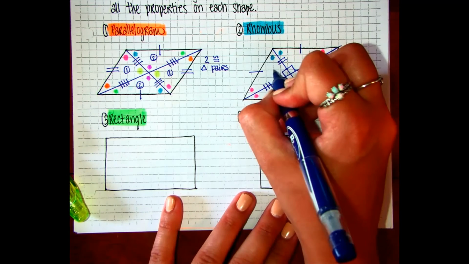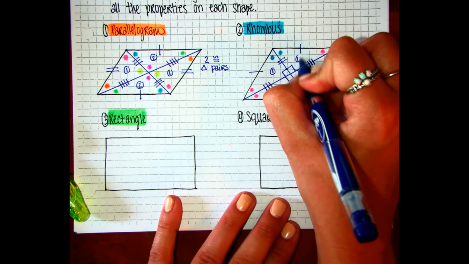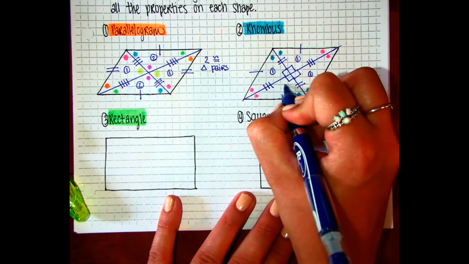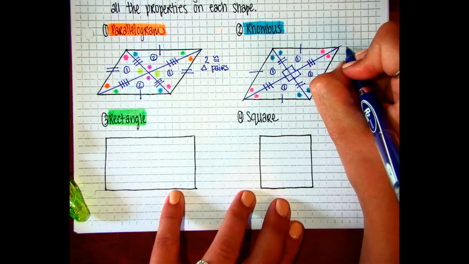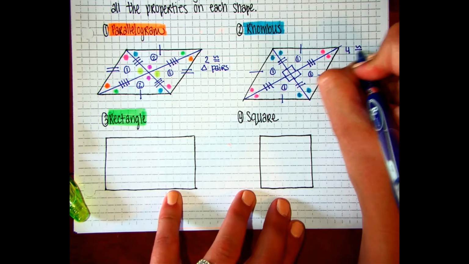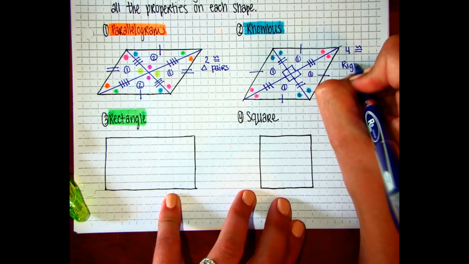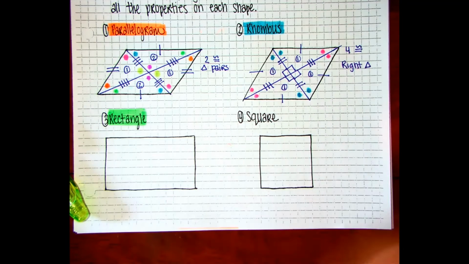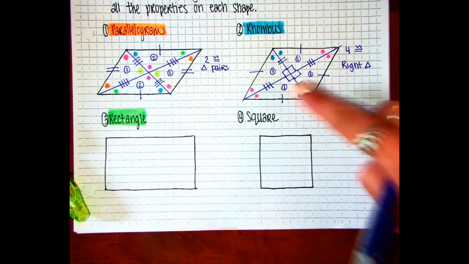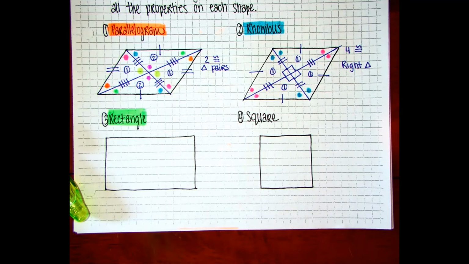So there's one set, and I'm putting ones in here to show that they're all equal. So you actually have 4 congruent right triangles hidden inside of a rhombus. 4 congruent right triangles. Those triangles are all identical. Let's move on down to rectangle.